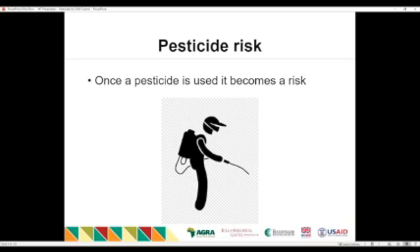And here you can see a little icon of a farmer with a knapsack sprayer, hopefully spraying his maize for fall armyworm. And what he does, and what he does correctly, mitigates that risk. What he does incorrectly increases the risk associated with using that pesticide.